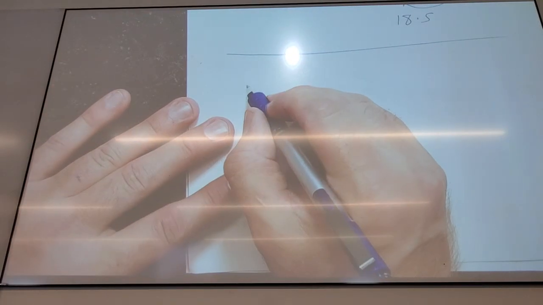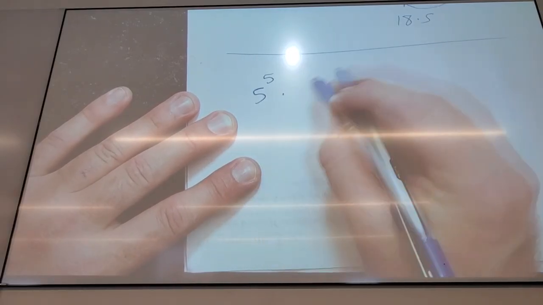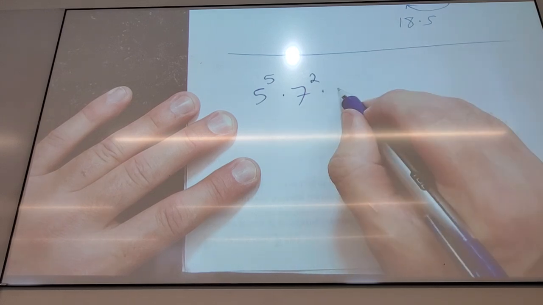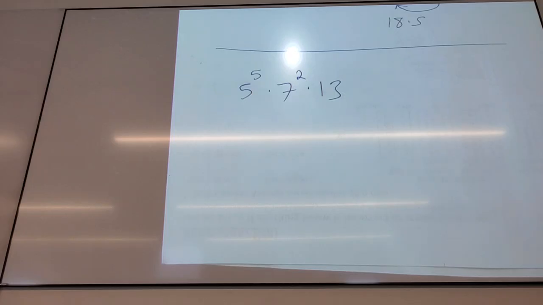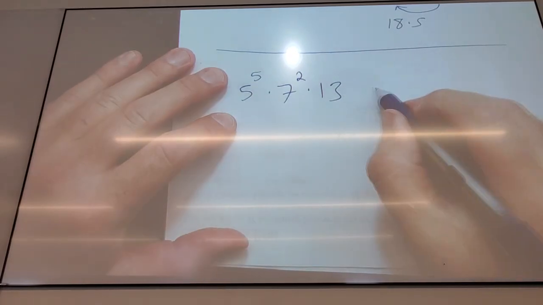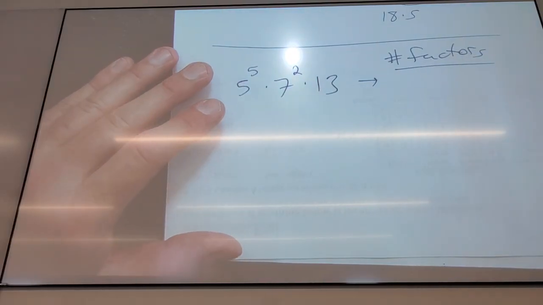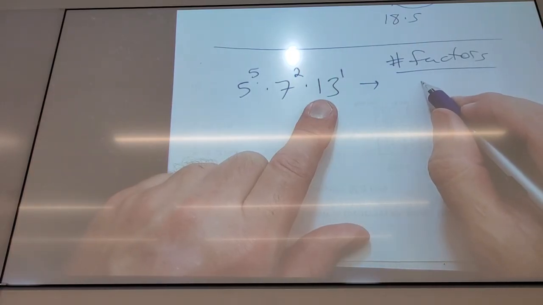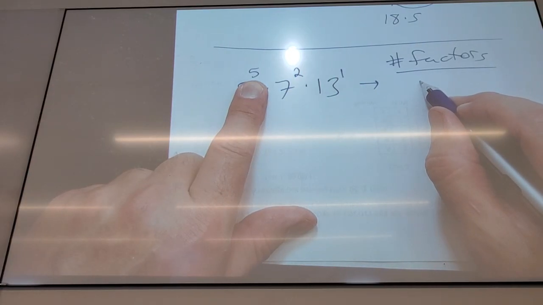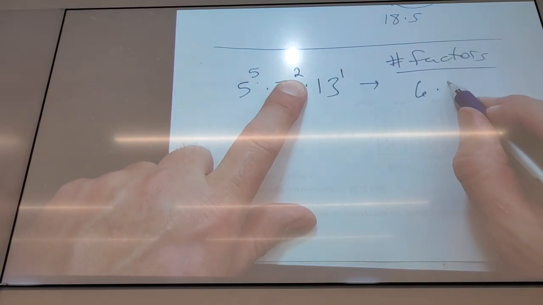Okay. So if I had this number, could you tell me, whatever that number is, how many factors it would have? How would you do it? What are the powers? So I would do what times what times what? 5 plus 1, 6 times 3 times 2.